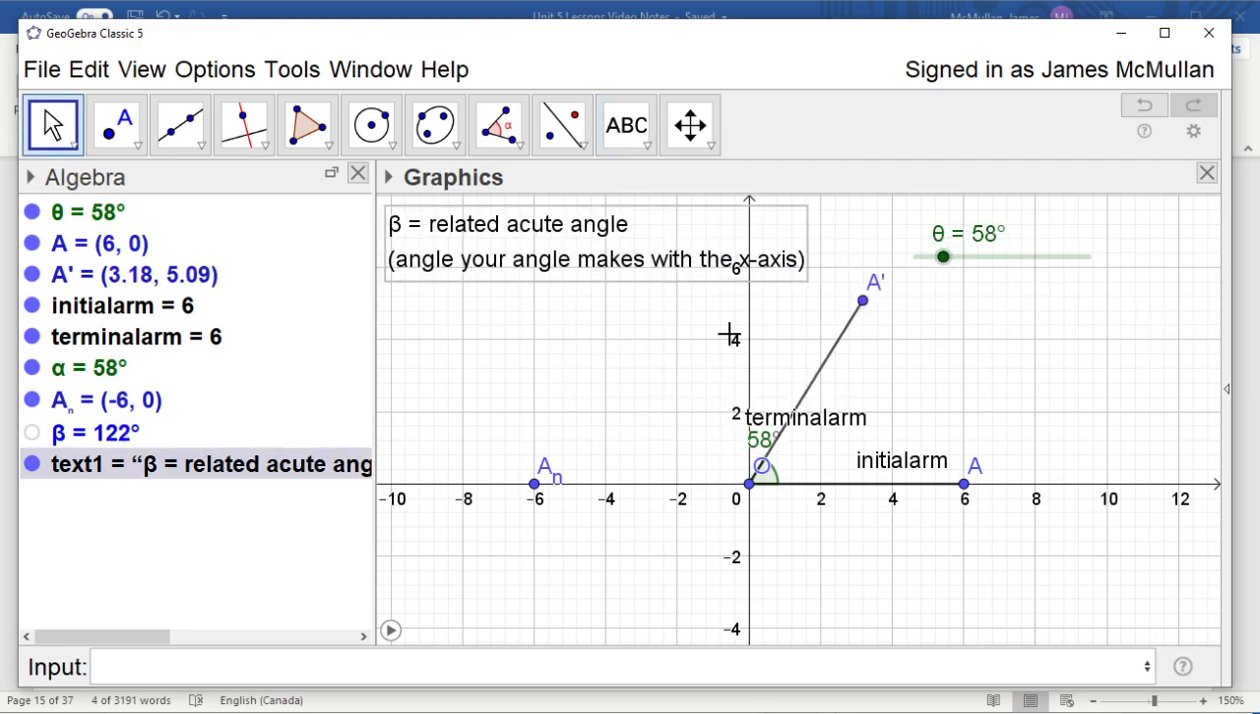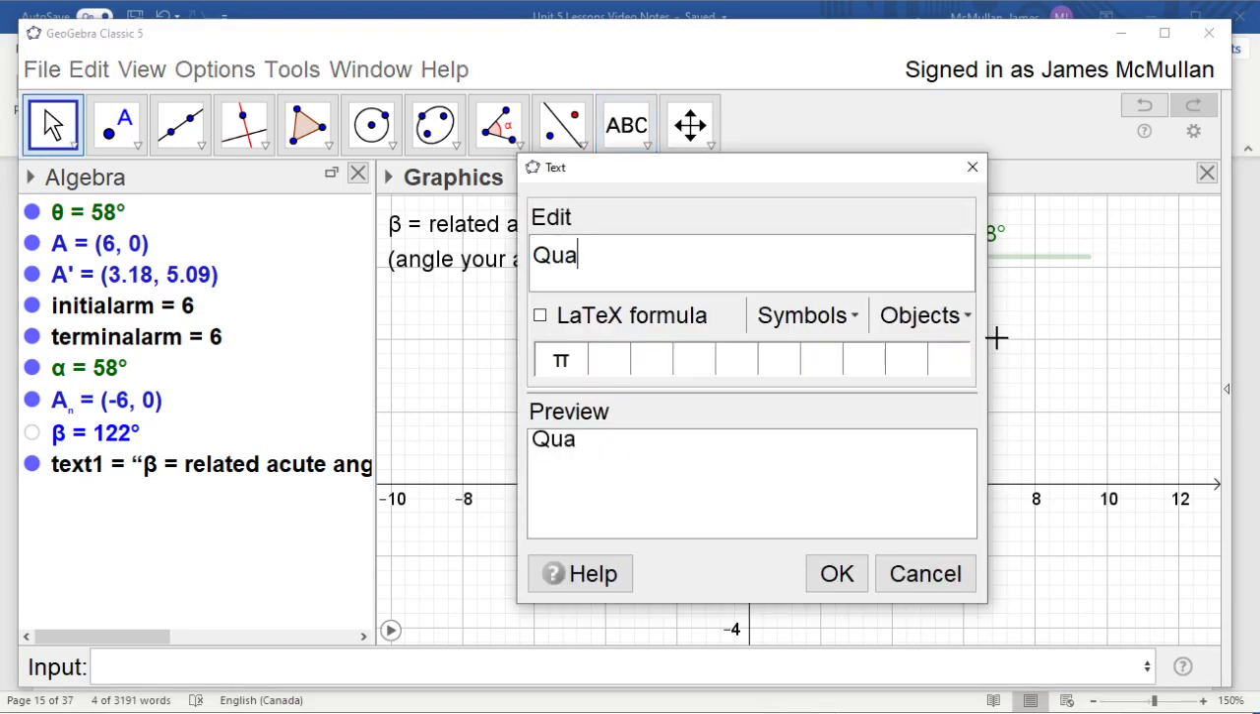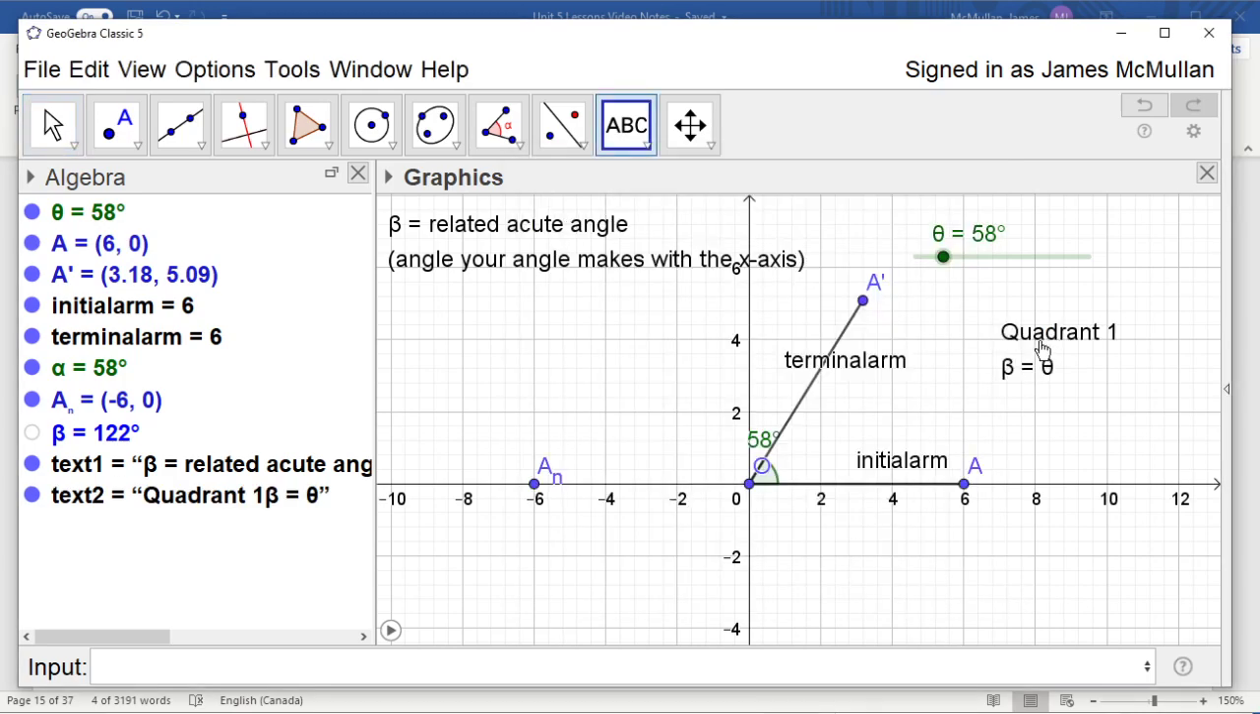Quadrant 1 is up here, right in this top corner. In quadrant 1, beta equals theta. Because what angle does my terminal arm make with the x-axis? Well, it makes an angle of 58 degrees, whatever I measured it to, whatever I rotated it to be.